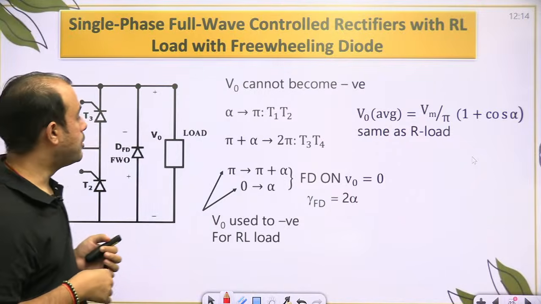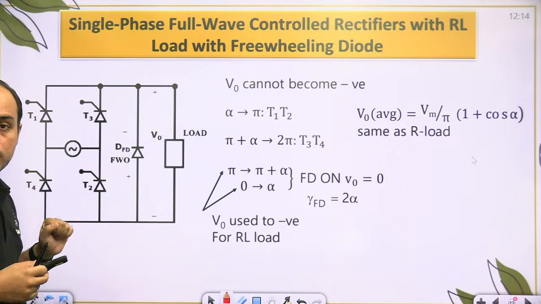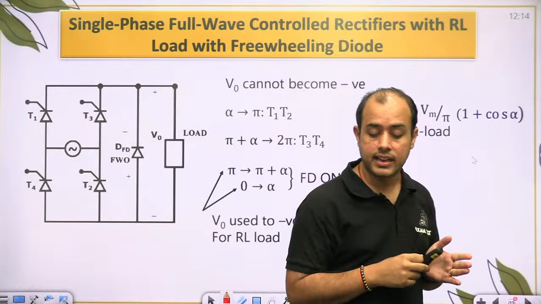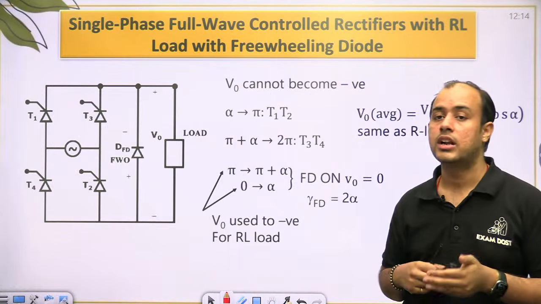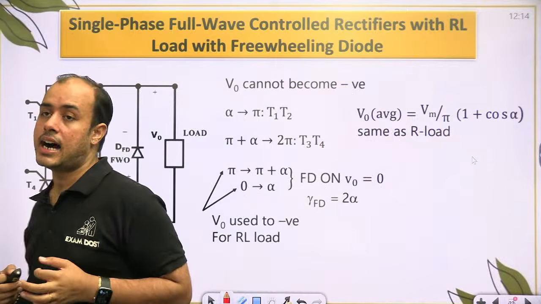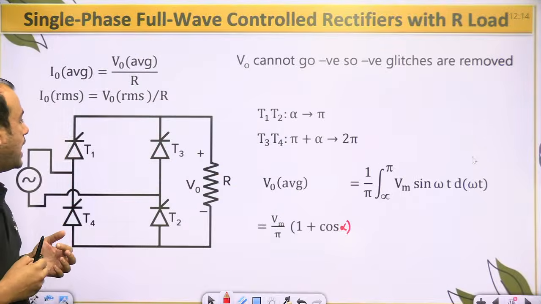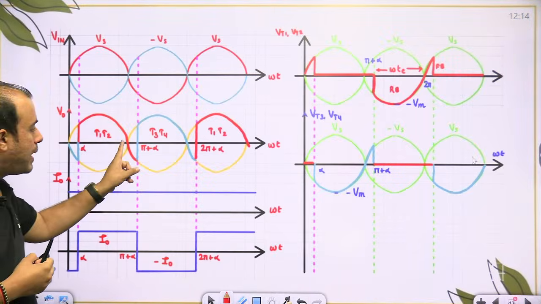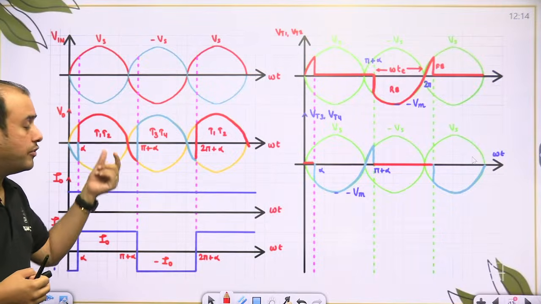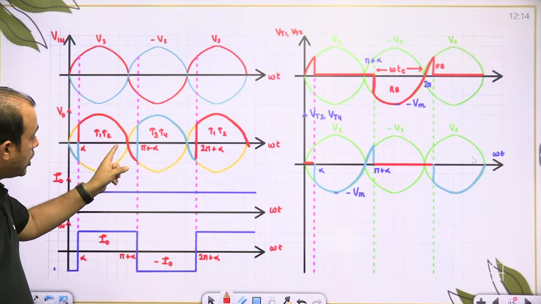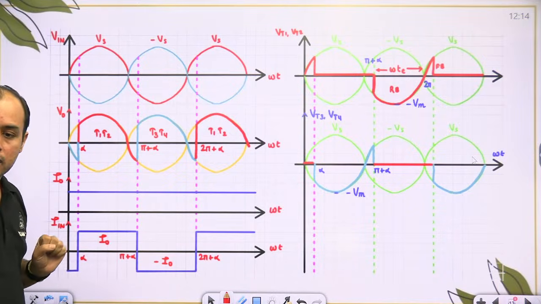Next, suppose I have a freewheeling diode. Now what does freewheeling diode do? Just like in an R load, it does not allow V0 to become negative. So beta, in a highly inductive load, the output is negative from pi to pi plus alpha. So whenever output is negative, freewheeling diode turns on. So from pi to pi plus alpha it will conduct.